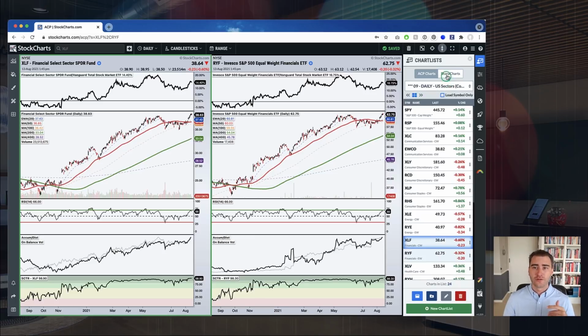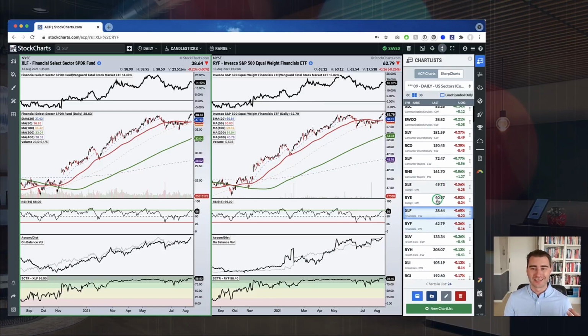But again, because you've got this option to bring over your Sharp Charts chart lists from outside of ACP, you can bring those right in here, save that as an ACP chart list, and do exactly what I'm doing right here. You can see these in exactly the same way. So it makes it really easy to get set up here in ACP, again, with this kind of sector view.